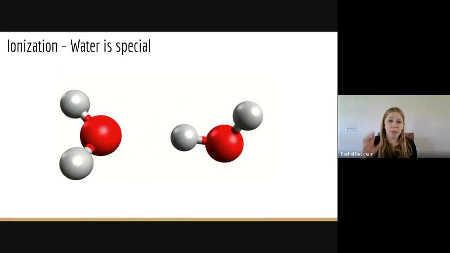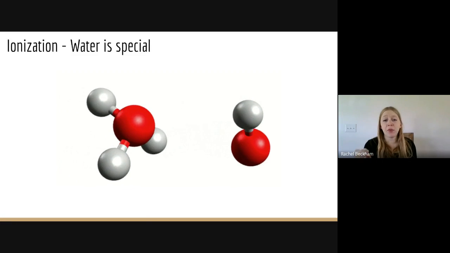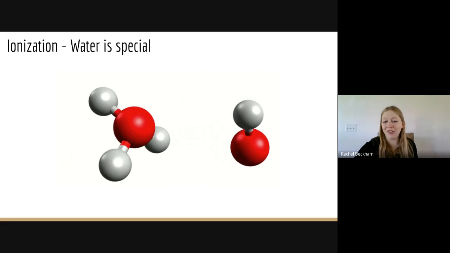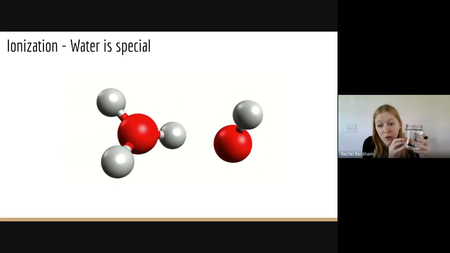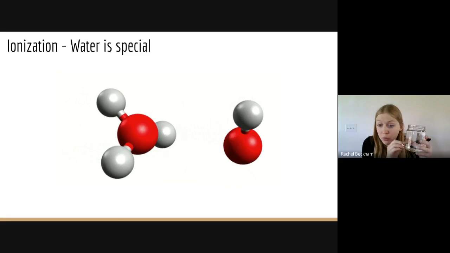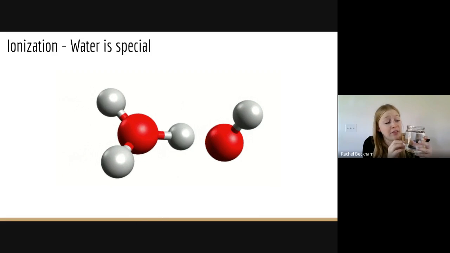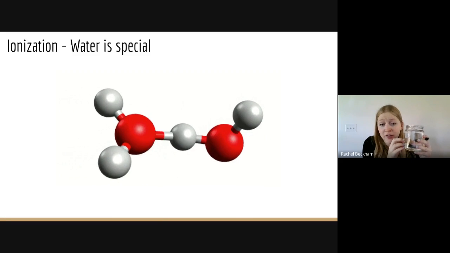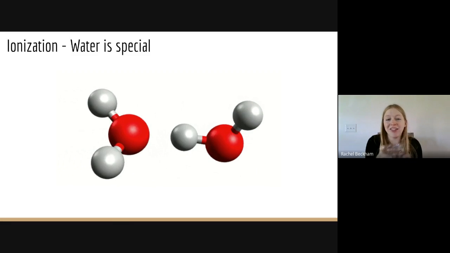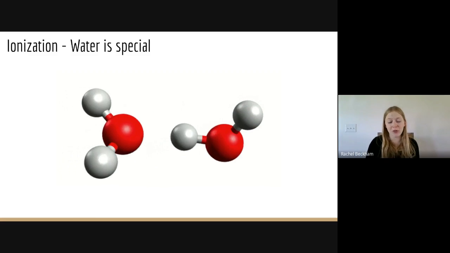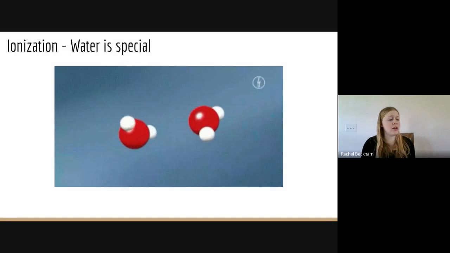So actually at a microscopic level, this is what's happening to water. I have this glass of water right here, and this is not actually purely H2O. There are some H3O ions in here and some OH negative ions in here. Water is reacting with itself. Isn't that crazy? Water is constantly reacting with itself in order to form some H3O and OH negative.